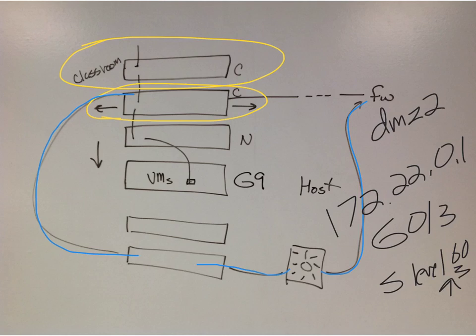Now, so what we should be able to do, we have a workstation here. That workstation communicates here, goes here, through here, and was able to get out to the internet.